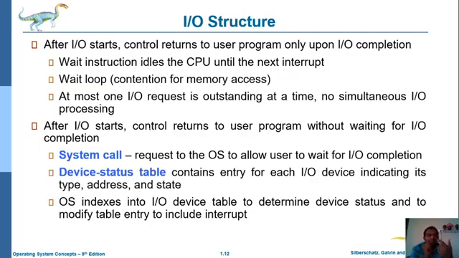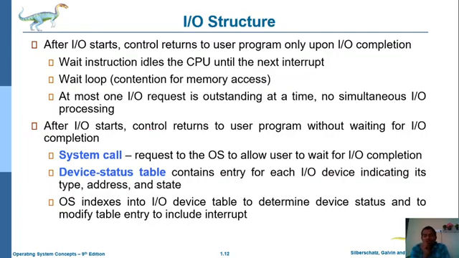So what type does it belong to, wherever it is stored, that means where its address is located, and what is the current status of that particular IO request. Such information is maintained in a table format, which is nothing but the device status table. Here the OS can index the IO devices in the table.